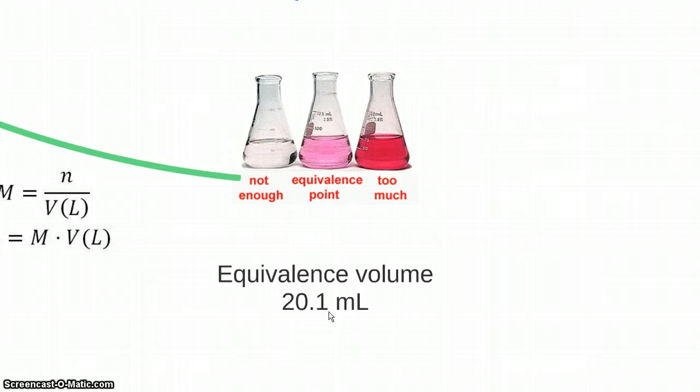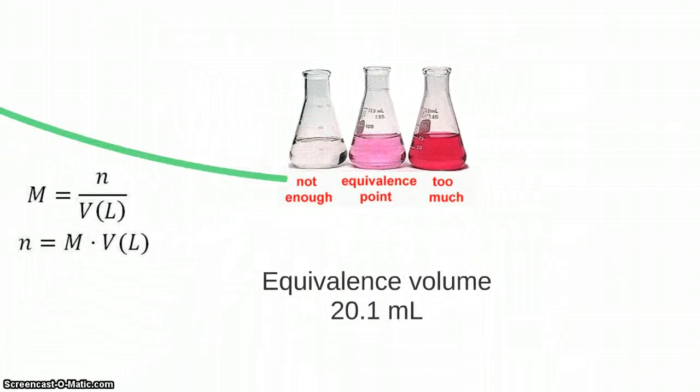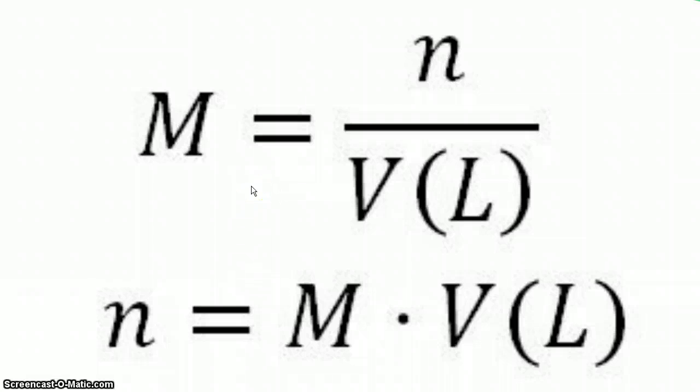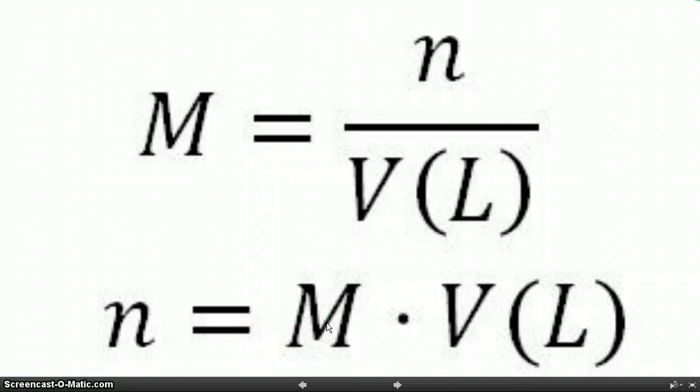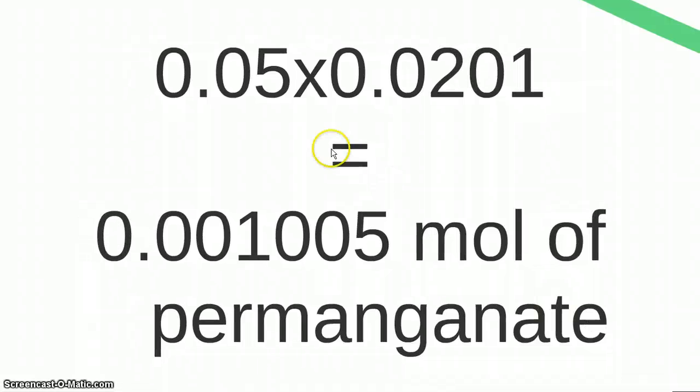So the first thing is to obtain the number of moles of permanganate used, and to do that we will make use of the molarity equation. The number of moles will be equal to the molarity, the concentration of permanganate, multiplied by the volume of permanganate expressed in liters. In our case, the concentration was 0.05 moles per liter, and we have a volume of 20.1 milliliters, that in liters is 0.0201. That gives us a number of moles of permanganate equal to 0.001005.